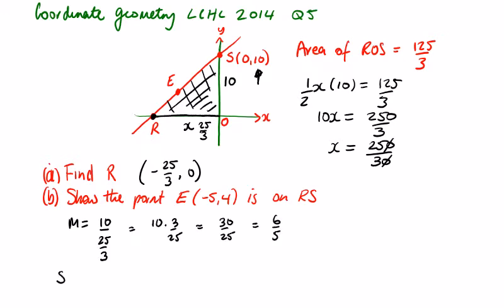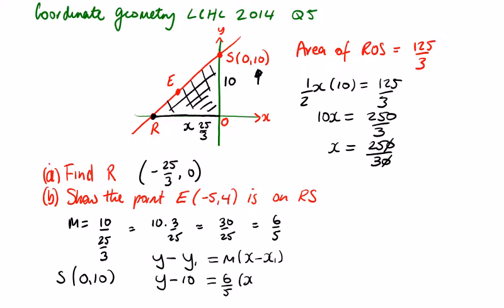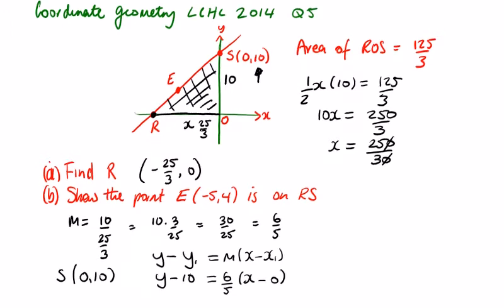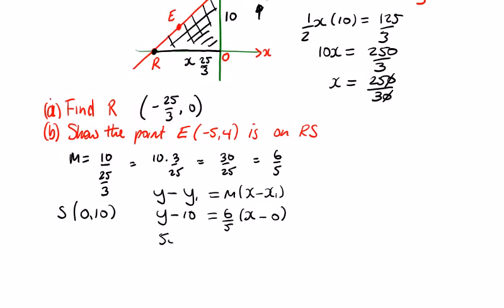We have the point on the line, S or R. S looks easier to use, 0, 10. So subbing this into y minus y1 equals m times x minus x1, we're going to get y minus 10 equals 6 over 5 times x minus 0. Put the minus 0 in if you want. So 5y minus 50 is equal to 6x.